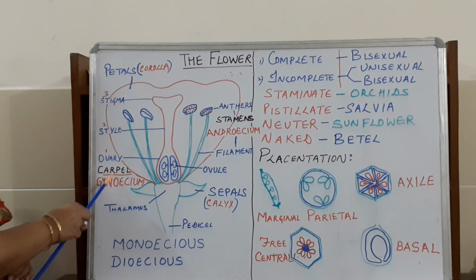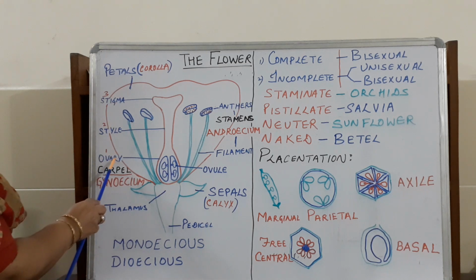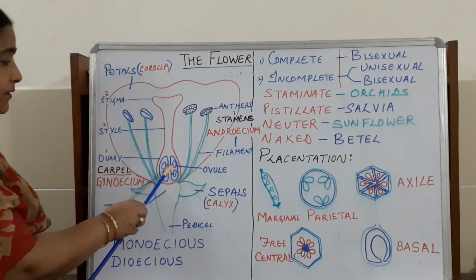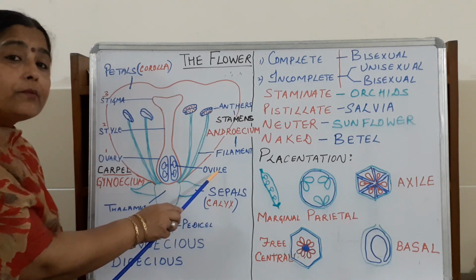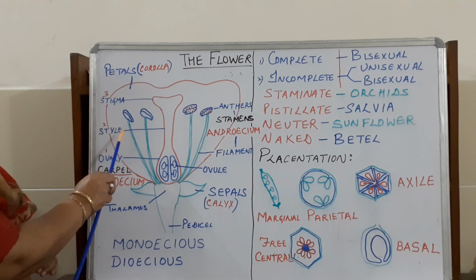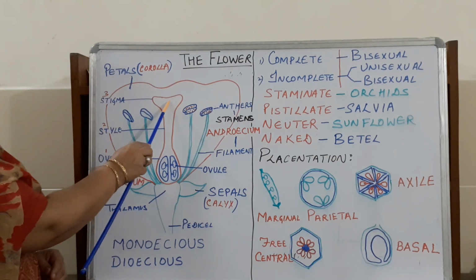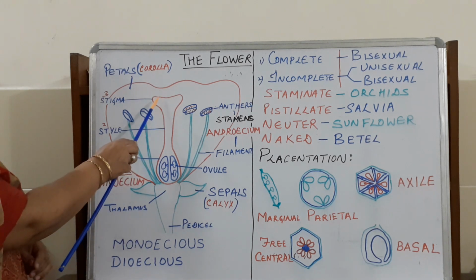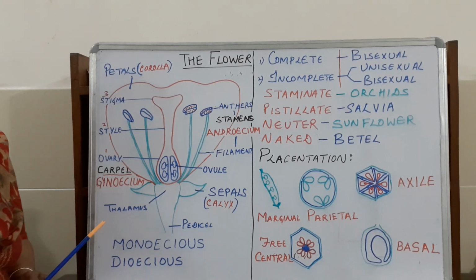Now the gynoecium is composed of carpels, which have three parts: the ovary, style, and stigma. The ovary is a swollen base which has the ovules, the female reproductive cells, present in it. Above the ovary is the stalk, the style, and above the style is the platform, which is a landing place of the pollen grains. That's why it's sticky also, and it is called the stigma.